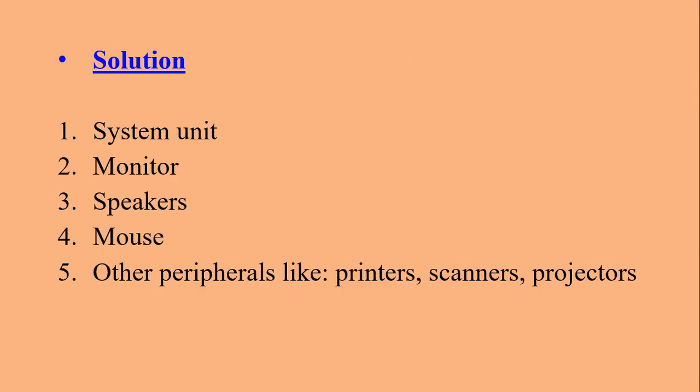The solution is: 1, system unit; 2, monitor; 3, speakers; 4, mouse, and other peripherals like printers, scanners, projectors, and any other device that is visible that you can see with your naked eyes.